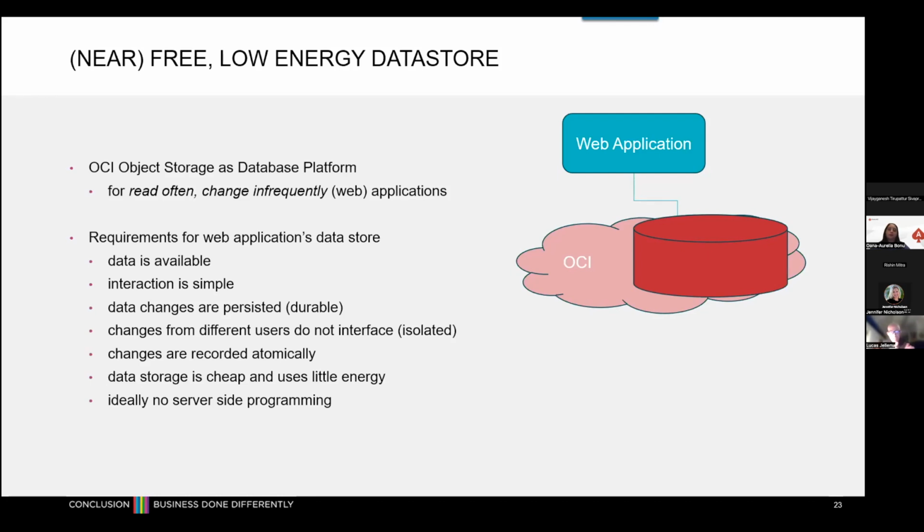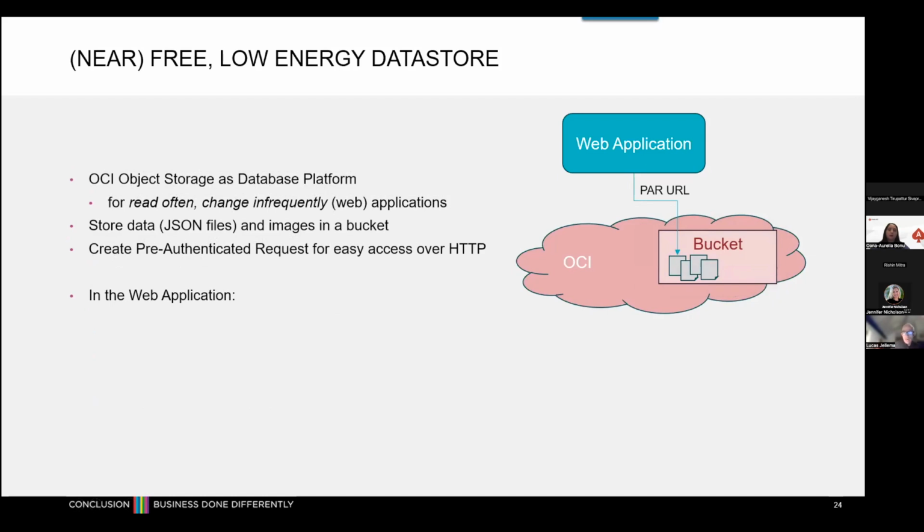If your requirements are that data should be available, but the interaction with the data itself is fairly simple, usually read and only simple change operations. The data changes must be persisted, so I need durability. The changes from different users should not interfere with each other. It should be isolated. Changes are recorded automatically. Data storage should be cheap and use very little energy. Well, that's not easy to get from a proper database. And ideally, I don't need any server-side programming. And this is something you can get with OCI Object Storage using the Pre-Authenticated Request URL feature.